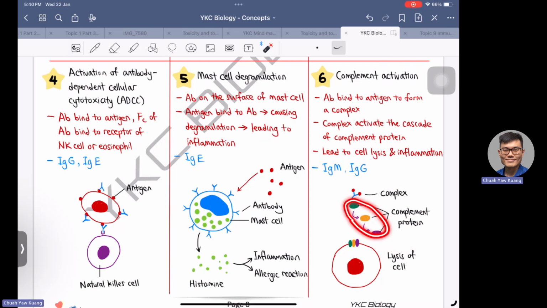All of these complement proteins will later act together to form the membrane attack complex, MAC, which will create pores on the cell and cause lysis of the cell. At the same time, some of these complement proteins will also cause inflammation. Normally, the classes of antibody that will cause this outcome are IgM and also IgG. IgM is the strongest class that can cause complement activation, while IgG is less effective.